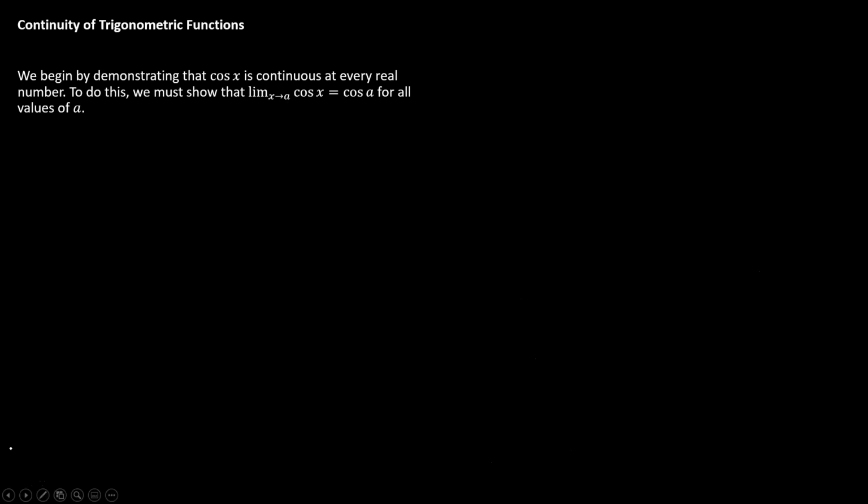Now we're ready to talk about whether or not trig functions are continuous. To do this, we want to make sure that we're comfortable with the fact that cosine x is continuous at every real number. So we're not just looking at cosine at x equals 0, we're looking at cosine for any value of x. Now we're going to look at the continuity of trig functions.